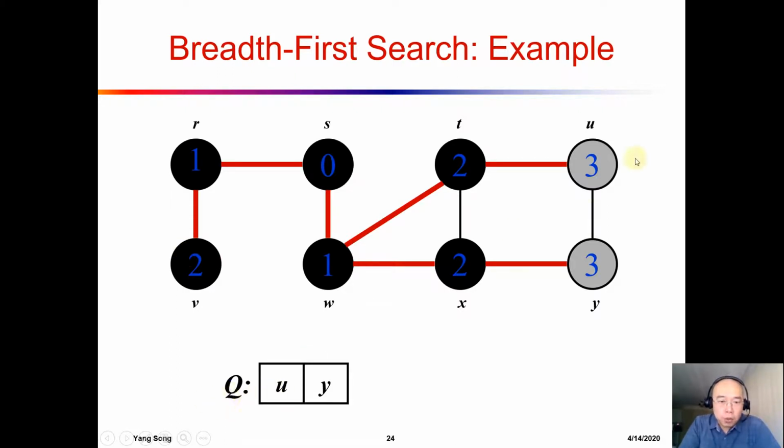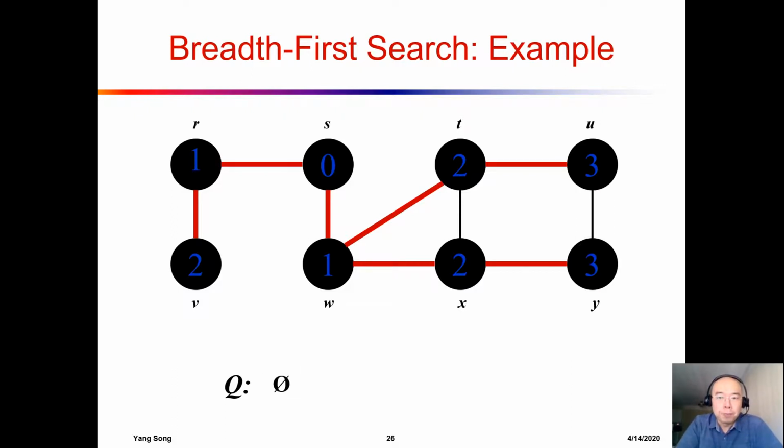And for U, we want to find more white nodes, and there are no more white nodes, so we stop there. And for U and for Y, they are the same. So we just color both of them black because there are no more white nodes to explore. Okay, so eventually our queue is empty, and since the queue is empty, we can say we have finished exploring the graph, and we have also used the red lines, or the pi, to show what are the parents of each of the nodes.